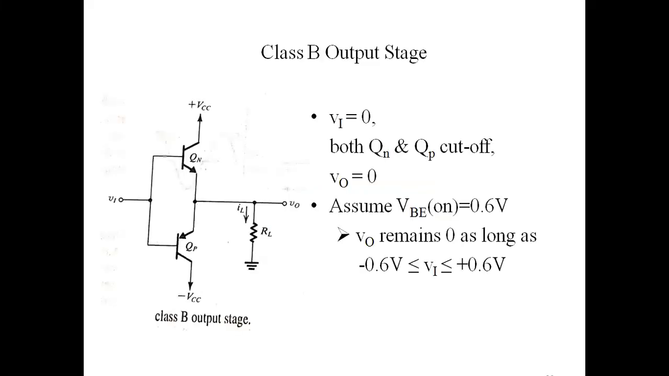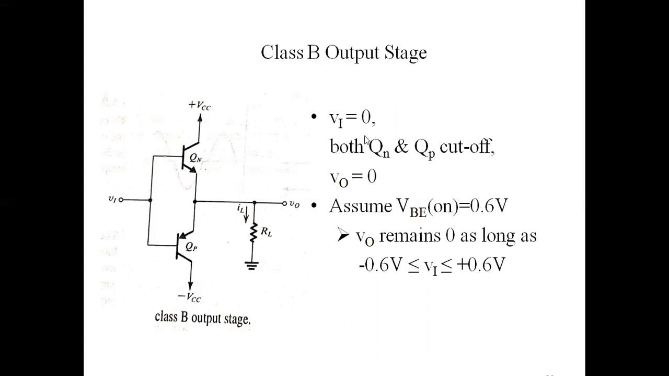In today's class, we will discuss about class B. Figure shows class B output stage. It consists of a complementary pair of transistors, one is an NPN transistor and another one is a PNP transistor, connected in such a way that both cannot conduct simultaneously. Now we will study how the class B output stage will work.